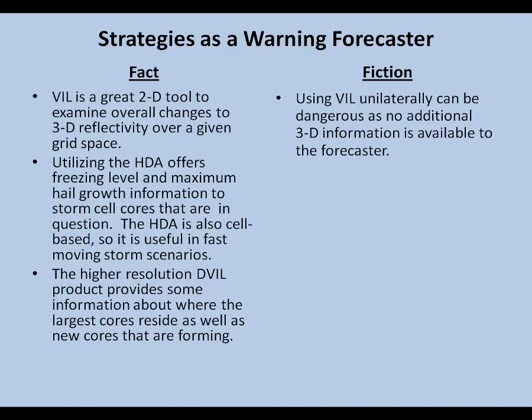Some points that are now fiction. Using VIL unilaterally can be dangerous, since you don't have any three-dimensional information. So if your VIL is high, it could be because most of your reflectivity is below the freezing level.